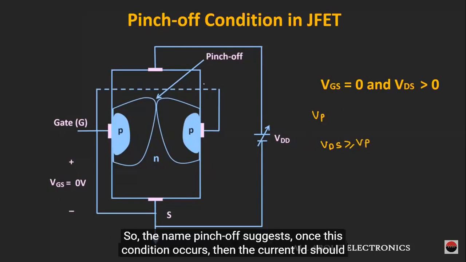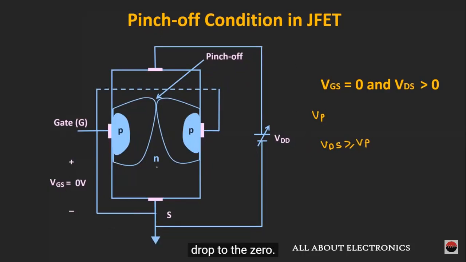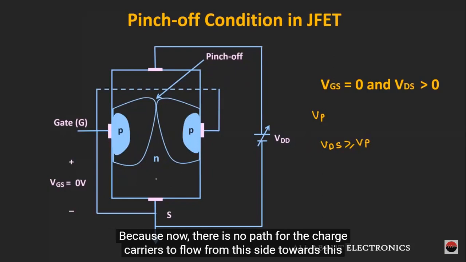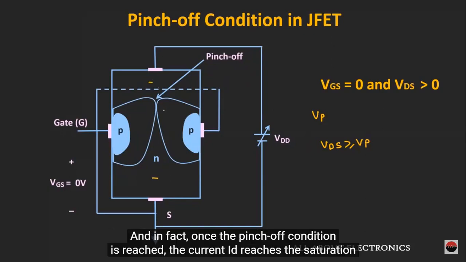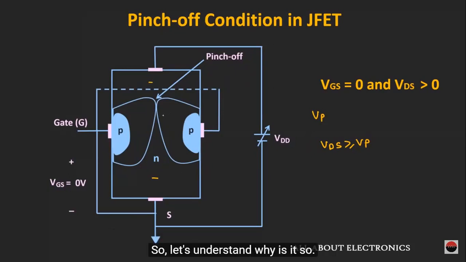So as the name pinch-off suggests, once this condition occurs, the current ID should drop to 0, because now there is no path for the charge carriers to flow from this side towards this side. But in reality, that is not the case, and in fact once the pinch-off condition is reached, the current ID reaches the saturation level. So let us understand why it is so.